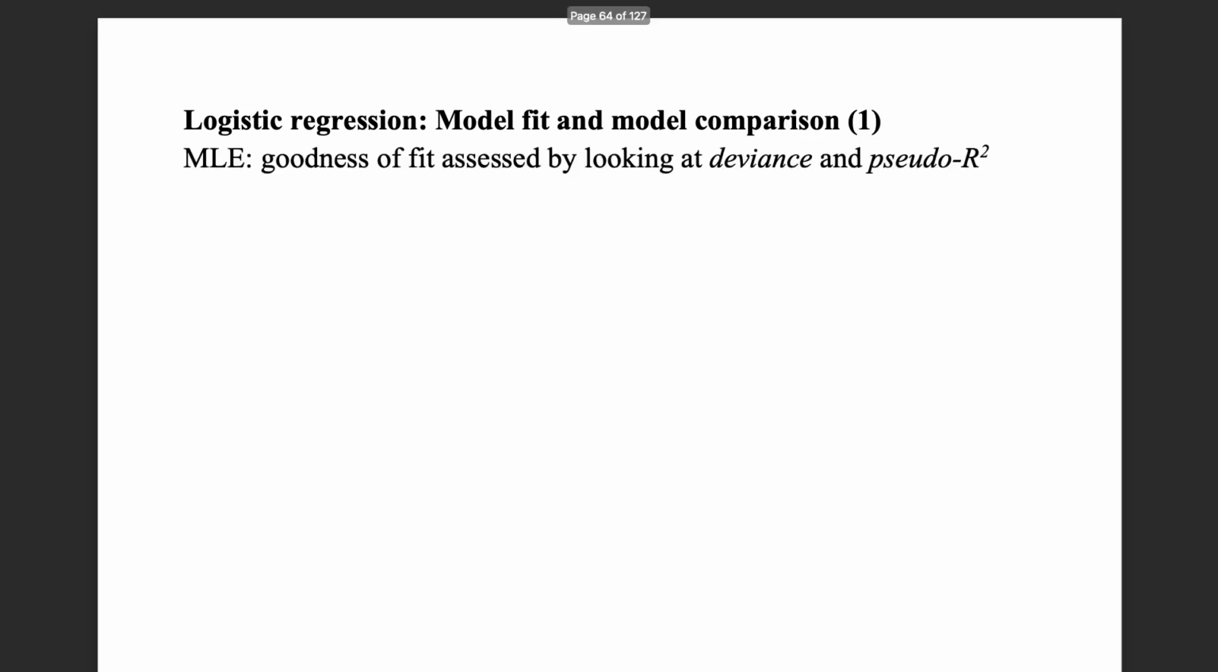So this is also going to have consequences for how we talk about the goodness of fit of our models and how to compare the goodness of fit between different models. So if we are doing a maximum likelihood estimation, like a logistic model, then what we can look at for the goodness of fit would be the so-called deviance statistic and so-called pseudo R-square values. So let's take a look at those.